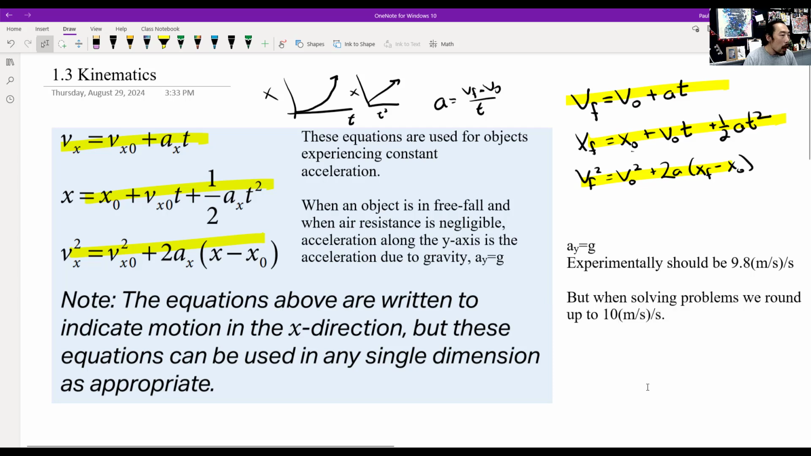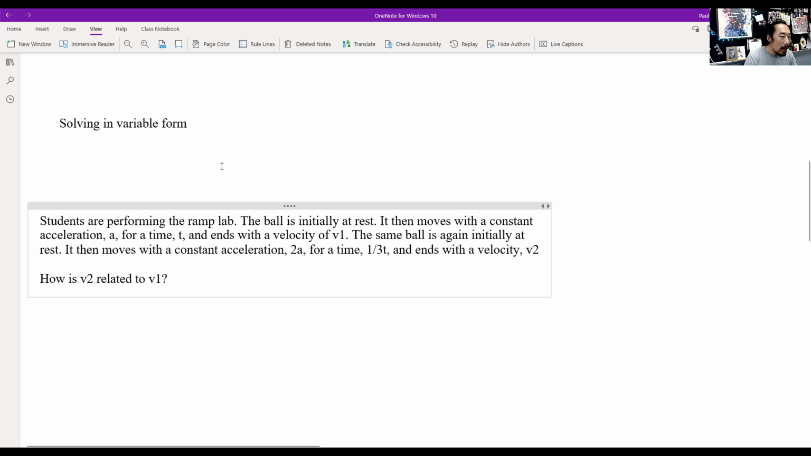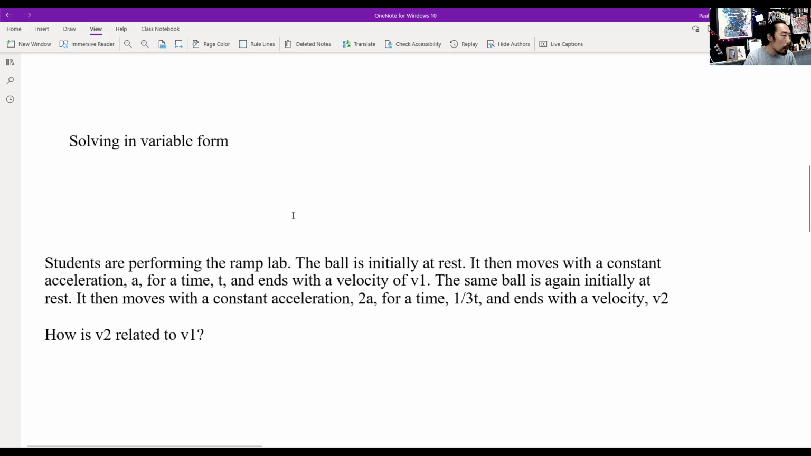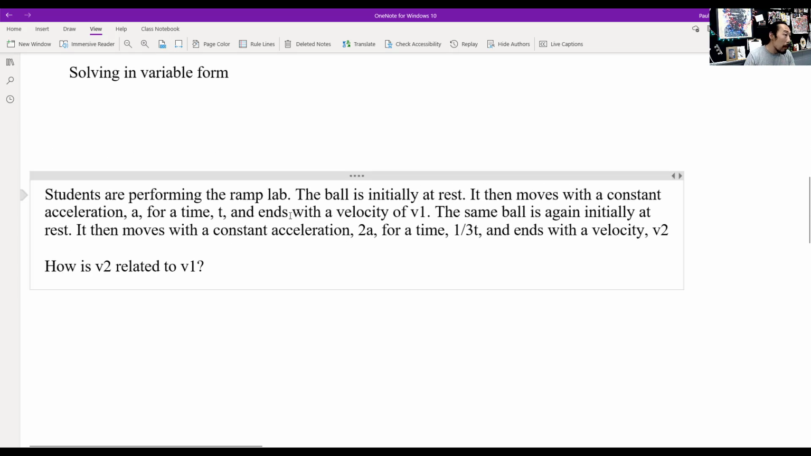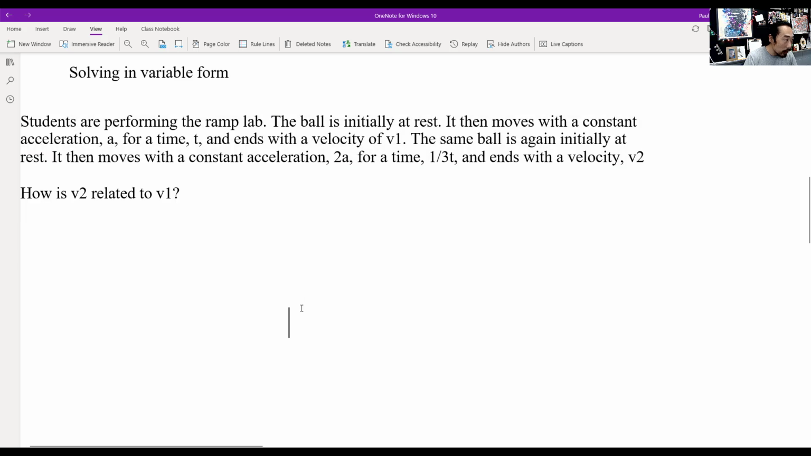All right, so if you haven't paused the video and copied down the formulas, either one works. Please do that now. All right, now you're back. So we're going to do a couple of problems. I would say this is like a brand new way of solving quote unquote math problems. These are problems in variable form only.